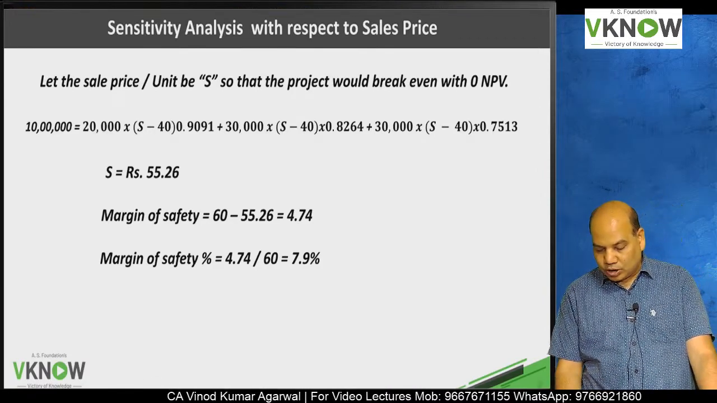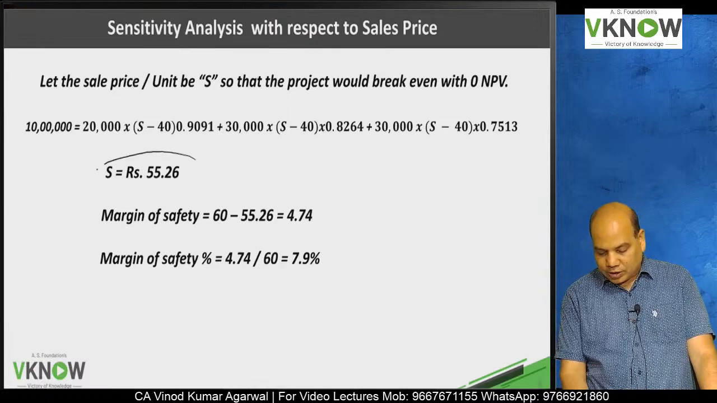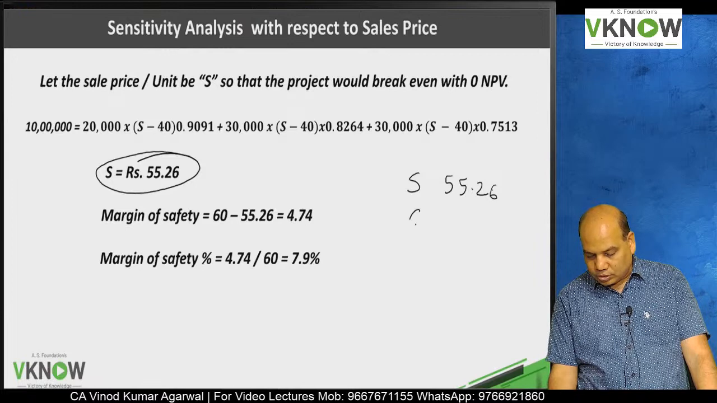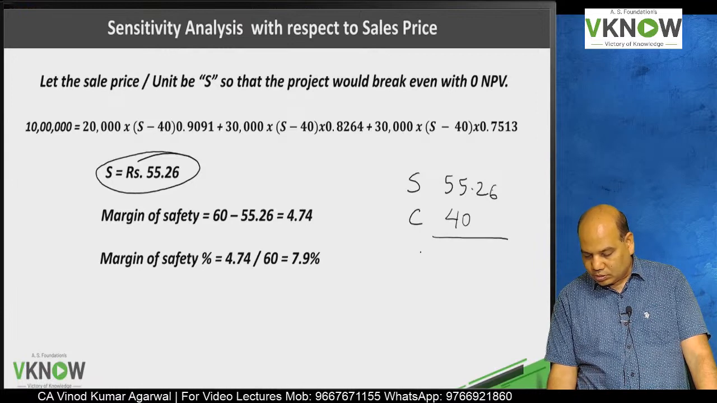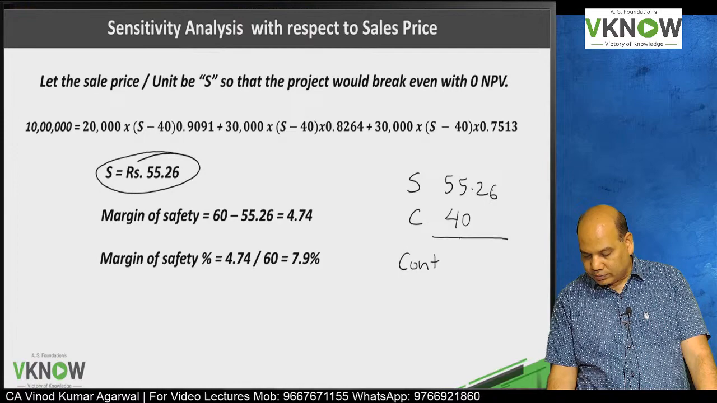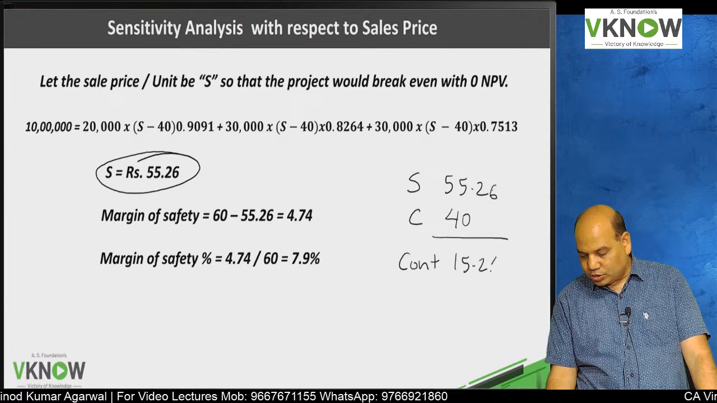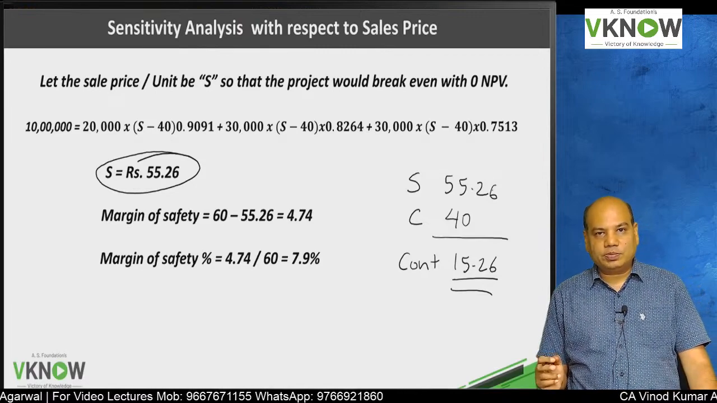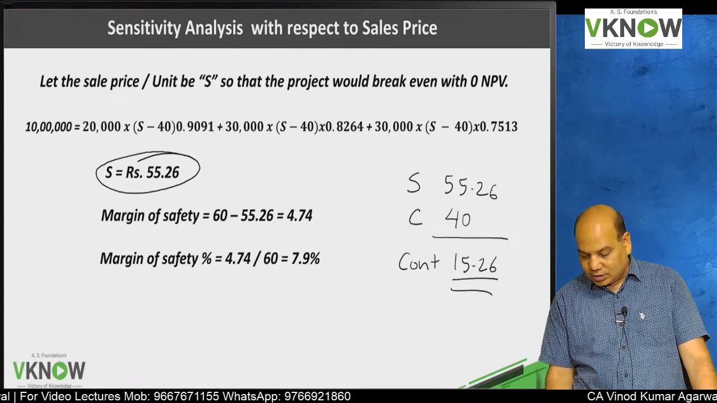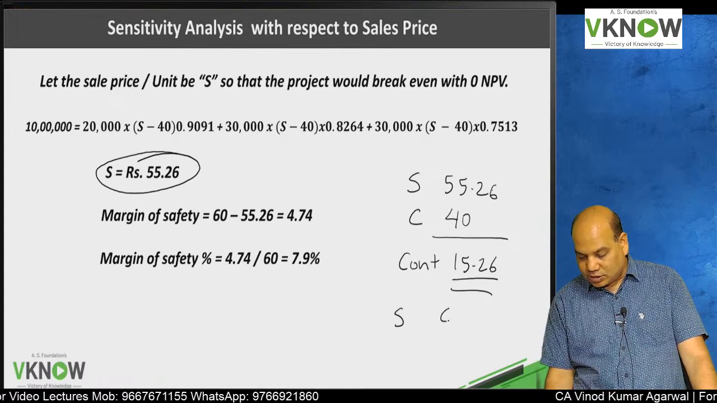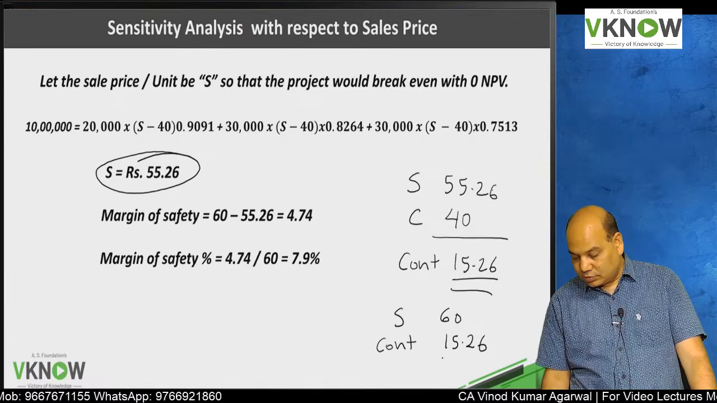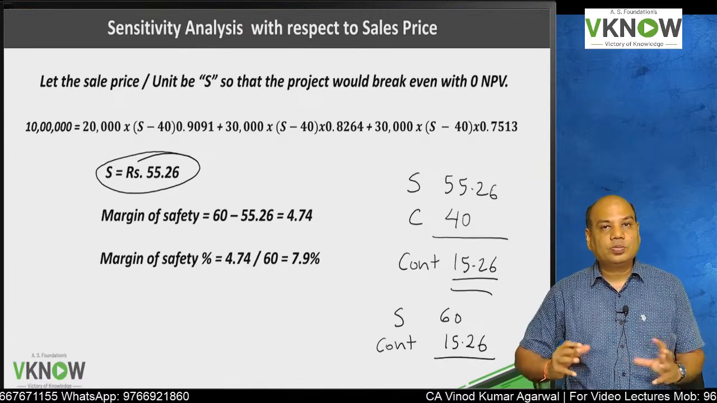There is a shortcut to arrive at that answer. So selling price is 55.26. Cost is 40. So contribution required is 15.26, which means I will break even when contribution is 15.26. So in the second answer, my selling price will be 60, contribution needed is 15.26. So I don't have to solve an equation, I have to just use my logic.